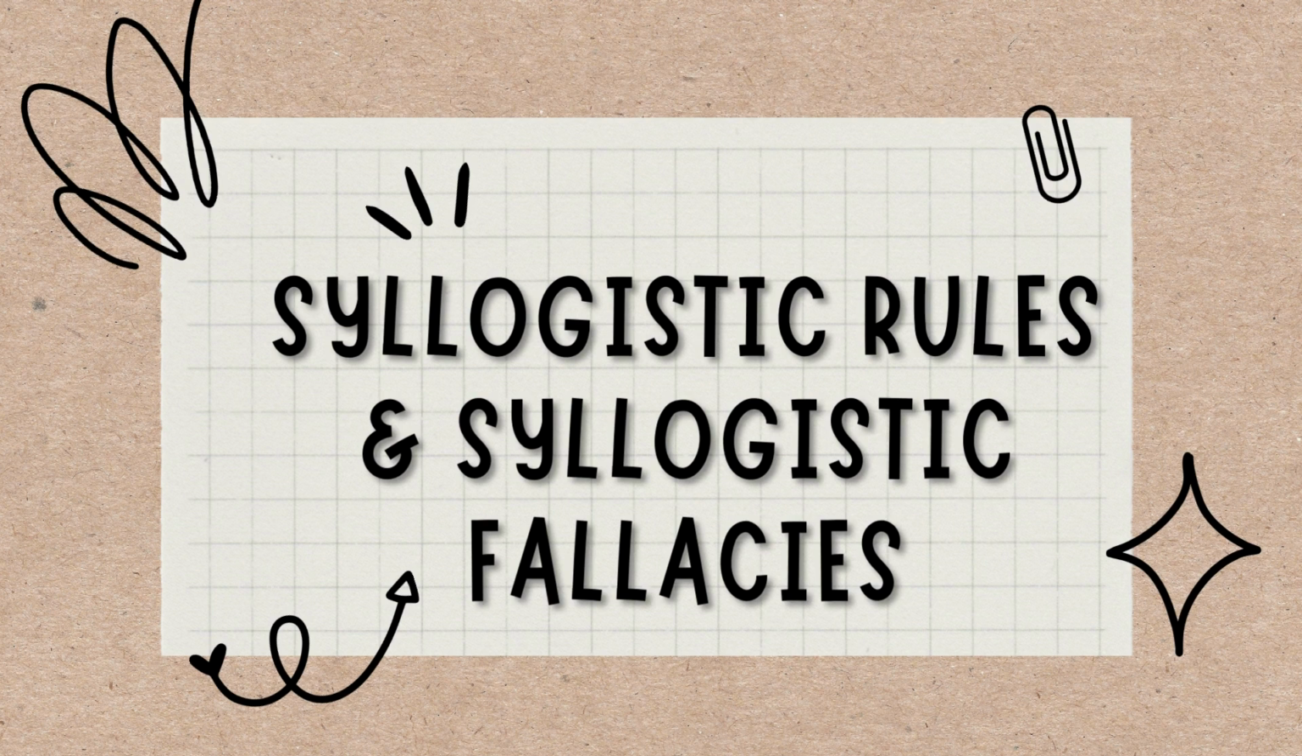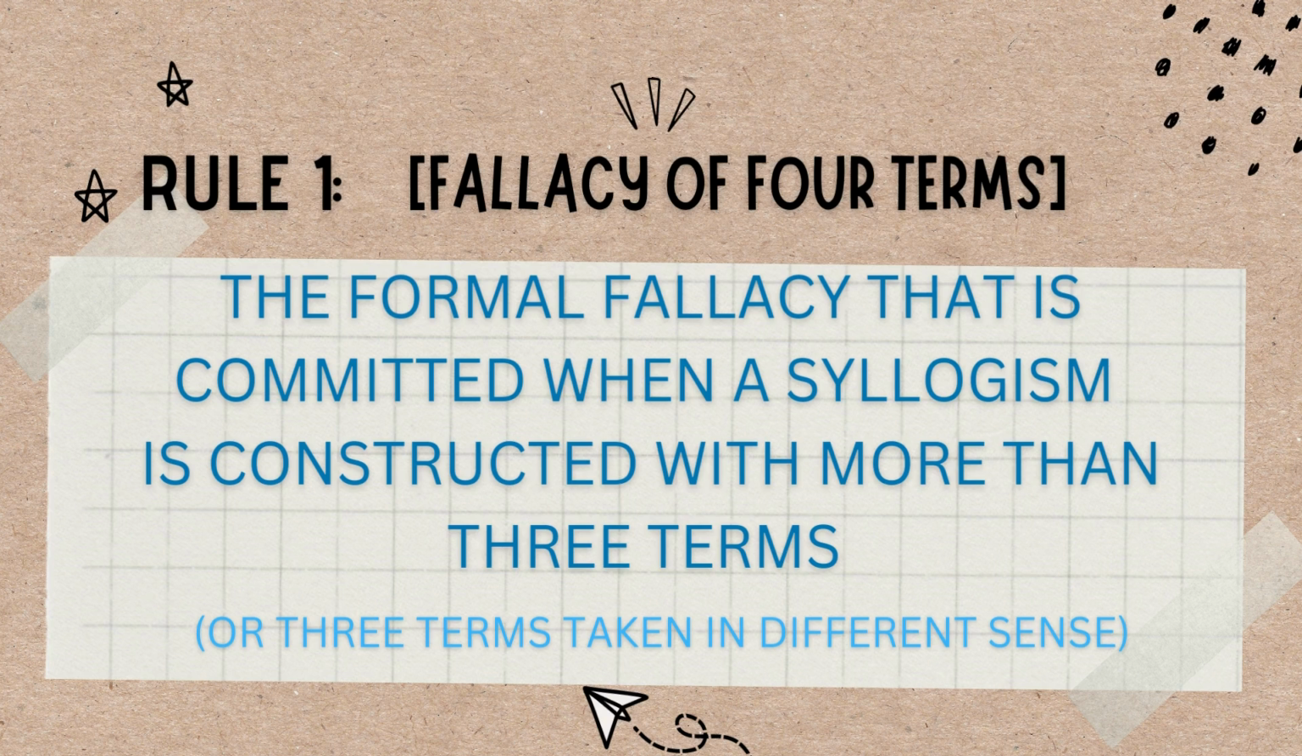What is meant by fallacies? Fallacies means mistakes. So let's see rule number one. What's rule number one? Fallacy of four terms is rule number one. What does this rule say?